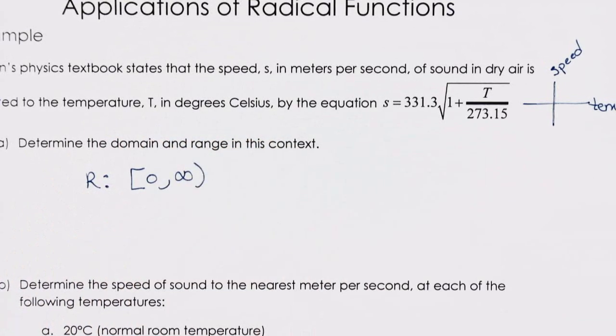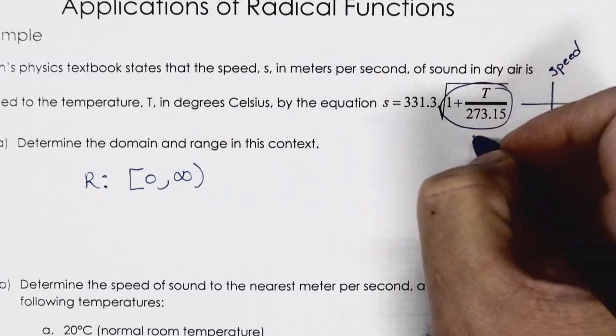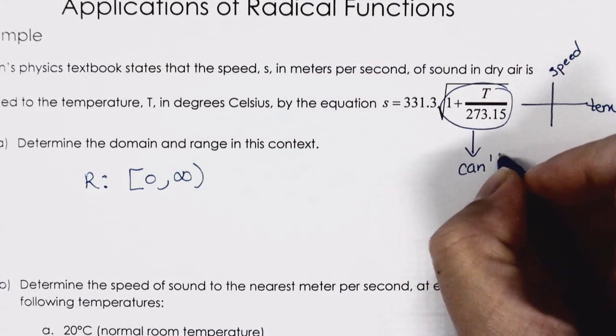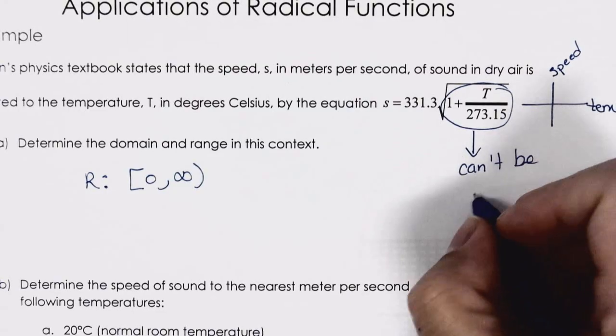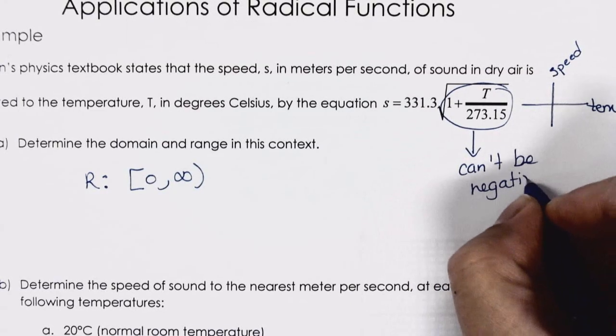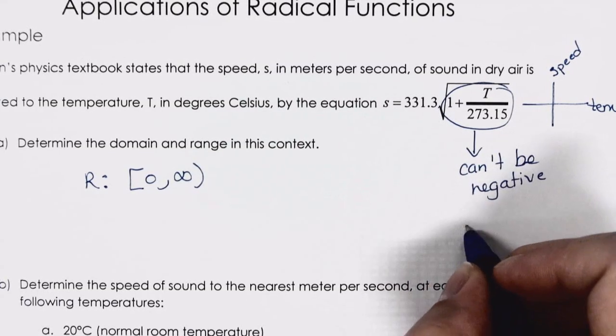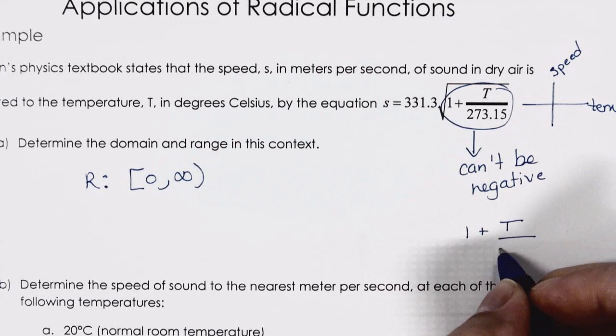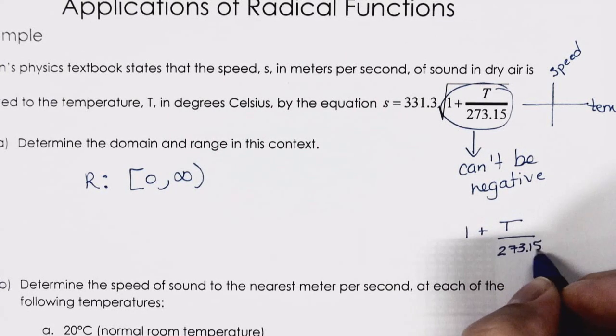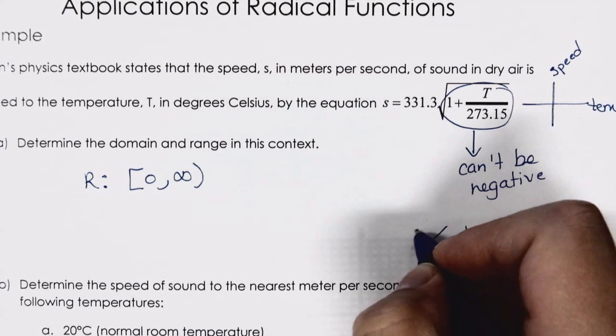Okay, no. Yes, for speed, yep. And then negative infinity and positive infinity for temperature. Because what do we know can't be under the radical sign? Negatives. So this thing can't be a negative. So you guys are just going to do a restriction. So if you were to say 1 plus t over 273.15 has to be greater than 0.